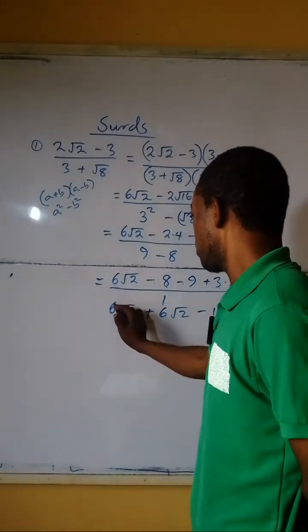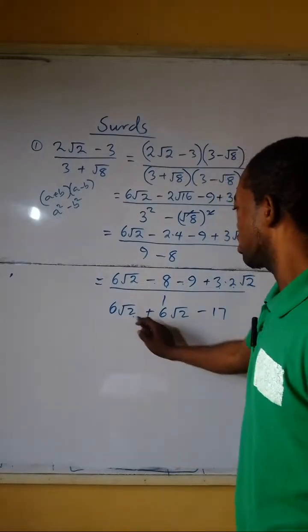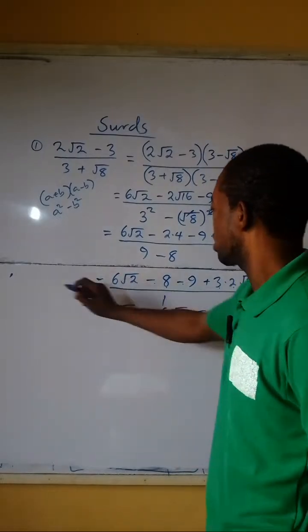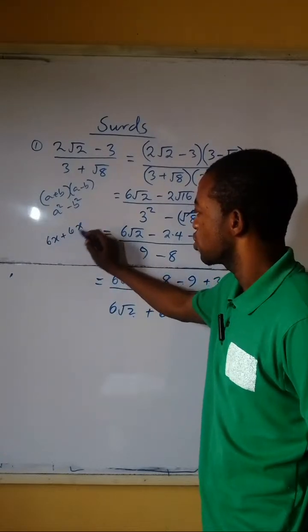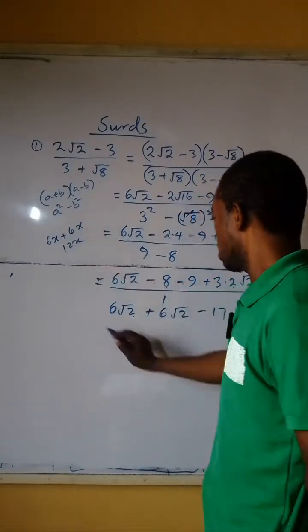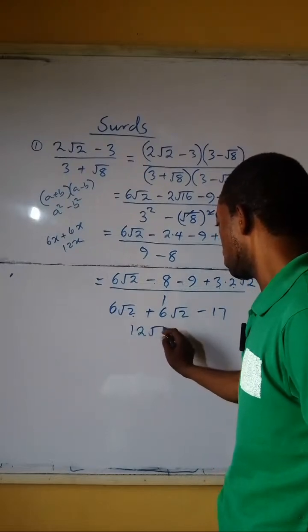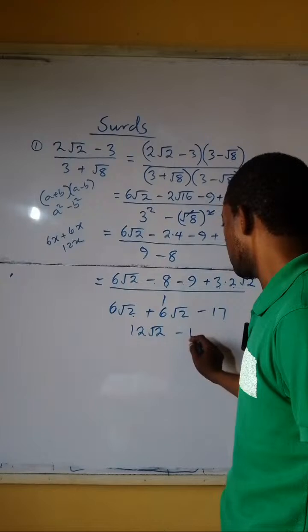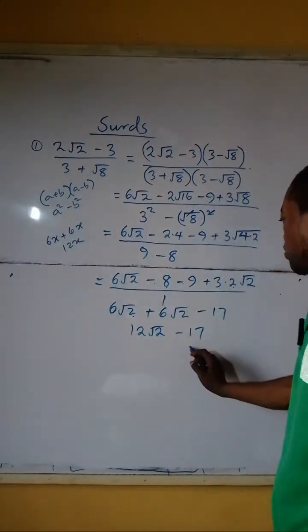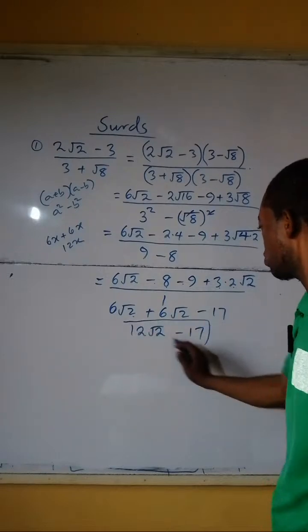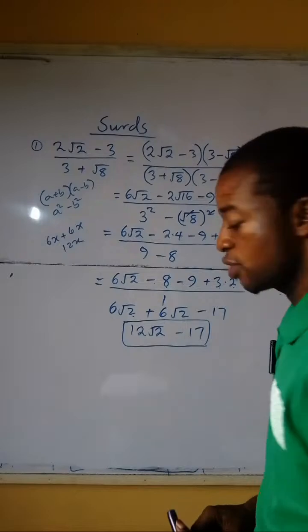That is, we have what is called similar surds here. When we have similar surds, just like terms, just like we have 6x plus 6x, which will give us 12x. That means here, also, this gives us 12 root 2 now, then minus 17. So here we have the final answer for this given surd as 12 root 2 minus 17.